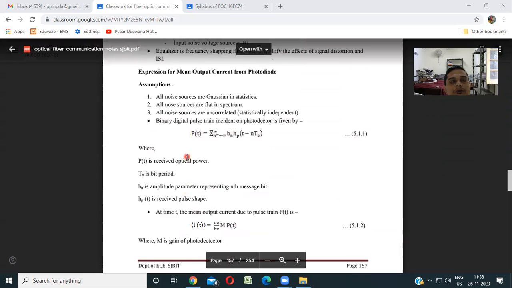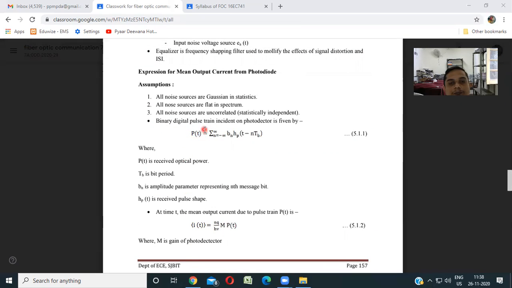The equation is here. So that is P of t. Then we have the Bn, and here we have h_p(t - nT_b). Where P of t is the received optical power, and T_b is the bit period.